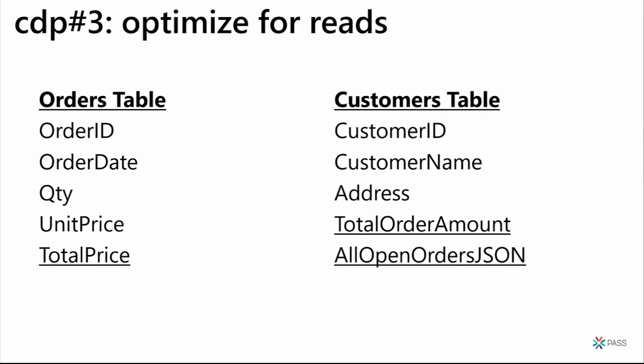And then we could also, in the customers table, create a total order amount, meaning if I wanted the customer and all the orders that they made, I could query the customers table only and get their total order amount in one place. Or what we could do is say, give me the JSON in one field for all the open orders that that customer has, because typically when we query for customers, we want to know what orders are currently open, and we don't want to go to the orders table to do that. We want to just get all the open orders in one place.